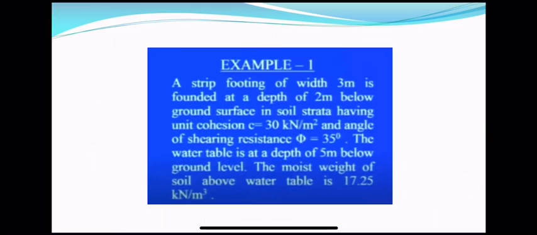Let us say the first example is a strip footing of width 3 meters founded at a depth of 2 meters below ground surface in a soil strata having soil properties as cohesion C equal to 30 kilonewton per meter square and angle of shearing resistance phi as 35 degrees. The water table is located at a depth of 5 meters below ground level. The moist weight of soil above the water table is 17.25 kilonewton per meter cube.